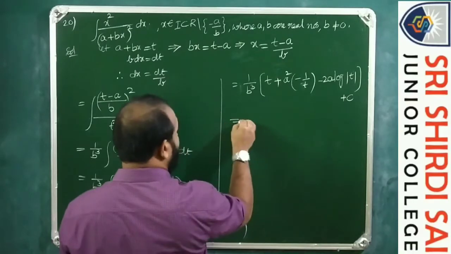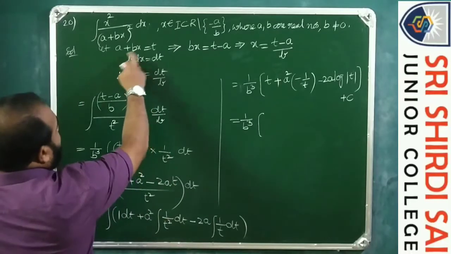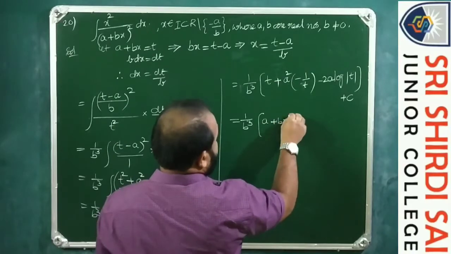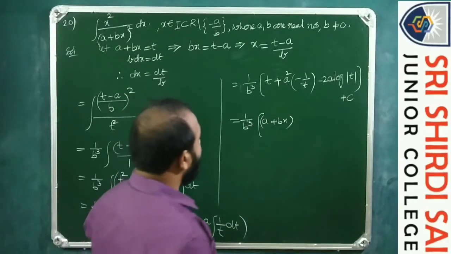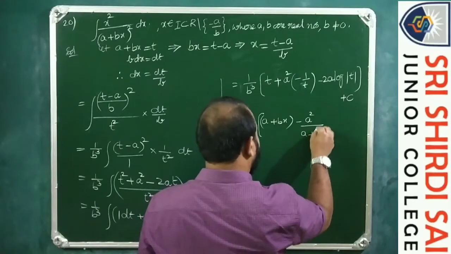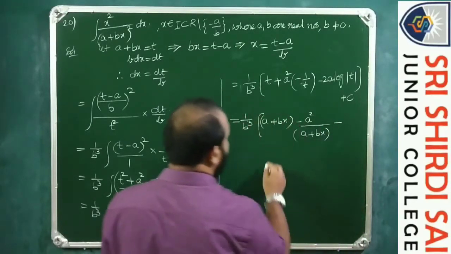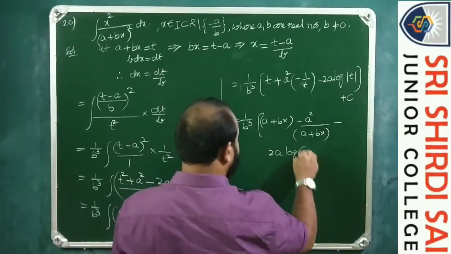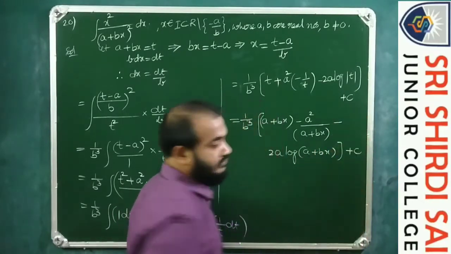So this is equals to 1 by b cube into, the value of t is a plus bx. So let us replace t with a plus bx. This is minus a square by t value is a plus bx, minus 2a log t value is a plus bx, plus constant of integration c.